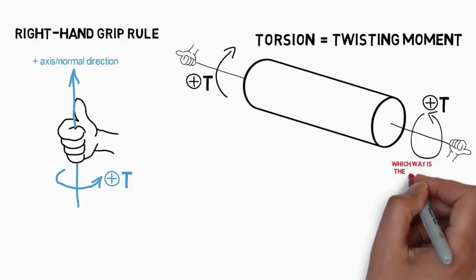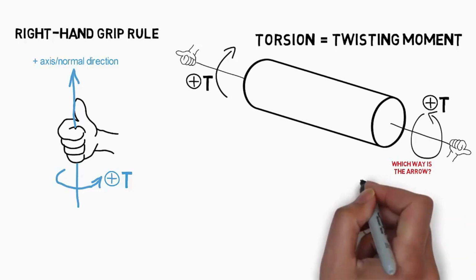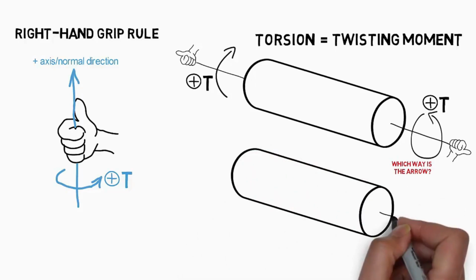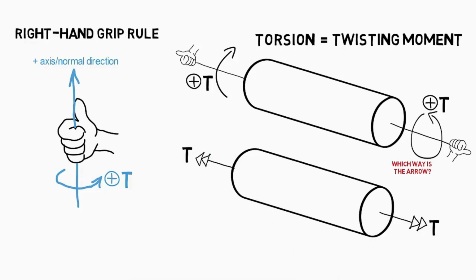Creating three-dimensional representations of torsion moments in a two-dimensional drawing space can often lead to confusion. To prevent this, a simplified notation of a double-headed arrow is often used to denote a torsional moment. Here, the direction of the arrows align with the pointing direction of the thumb in the right-hand grip rule.